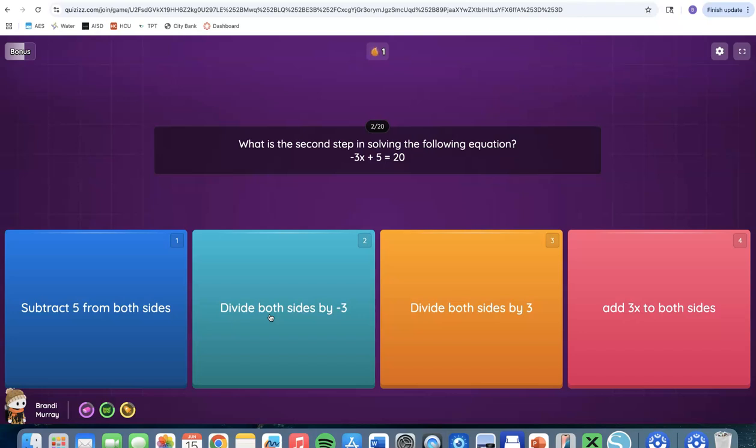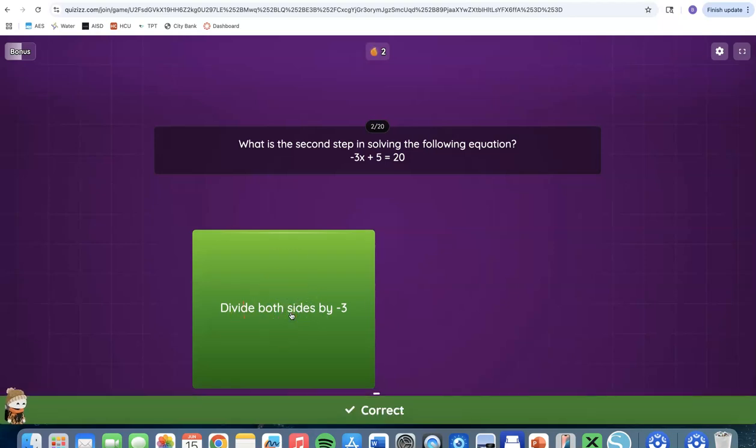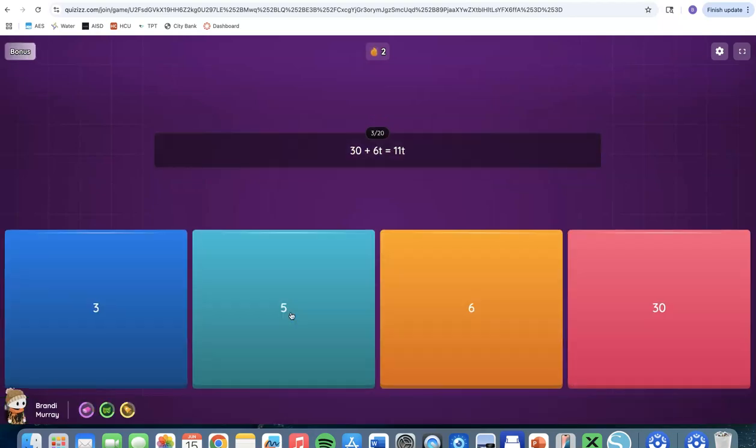So they're working on getting the most points. That could also be another part of a challenge, as to whoever gets the most points gets a reward. And then for this one, it would be divide both sides by -3 as the second step. So that was starting on with what are the first steps. Now it's actually having them solve the problem.